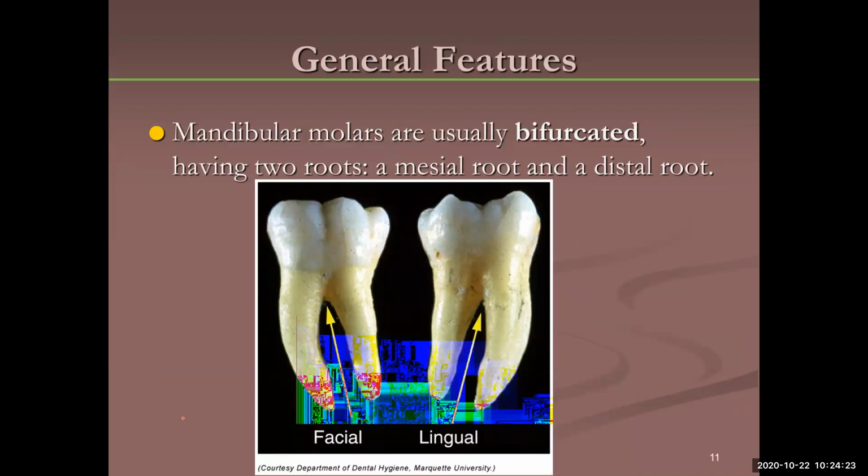Mandibular molars are usually bifurcated. That means they have two cusps, having two roots, a mesial and a distal root. So it's very easy to get your instrument into a furcation to try and check for furcation involvement on a mandibular molar, unlike a maxillary molar that's three-rooted.